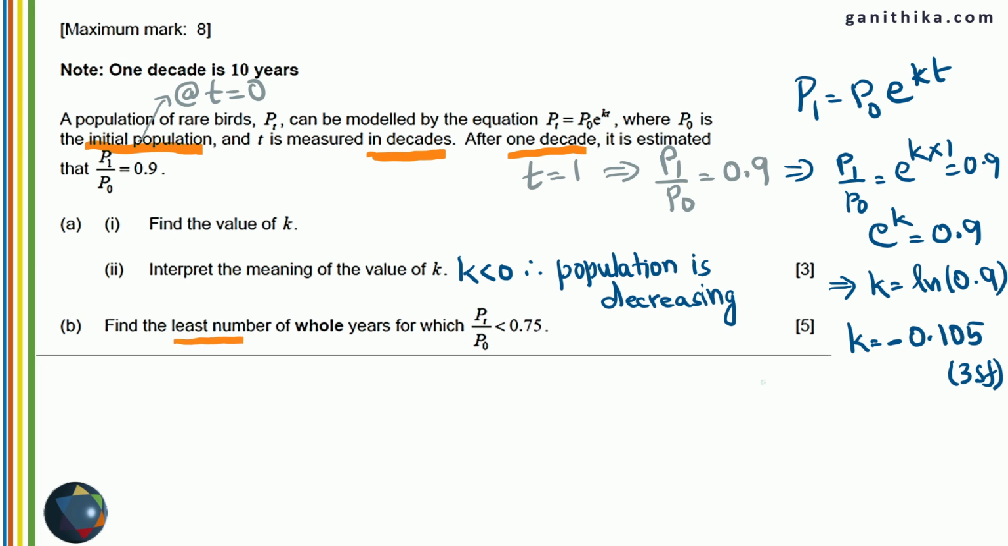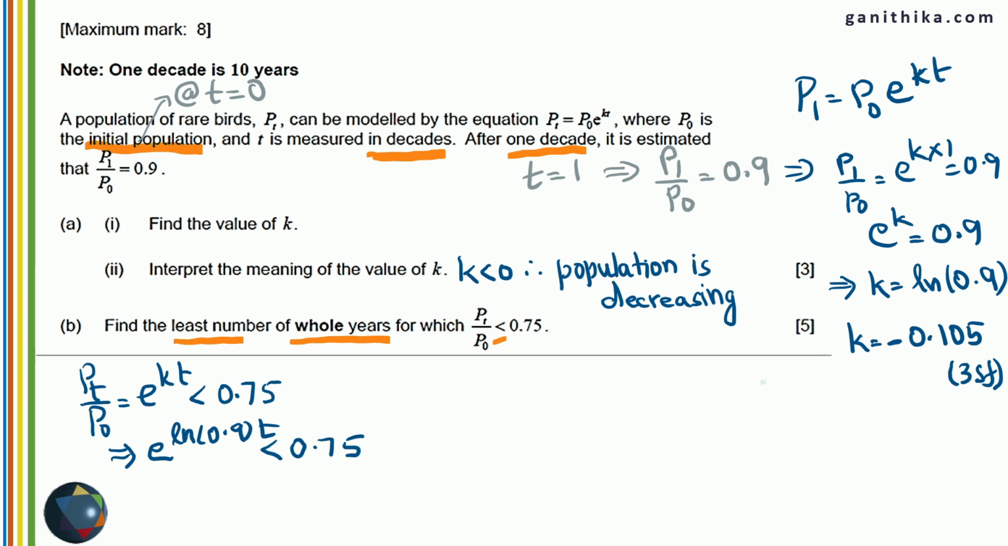Going to question B. Find the least number of whole years. Now it is given in decades. You have to convert this to whole years by multiplying the answer by 10. Be careful about that. And the question is for less than 0.75. So pt over p naught is less than 0.75. We know that pt over p naught is e to the power of kt. Therefore, we have to solve the equation for e to the power of kt is less than 0.75. Now substitute the value for k that you found in question A. Use ln of 0.9 instead of negative 0.105. It will give you a more appropriate value.